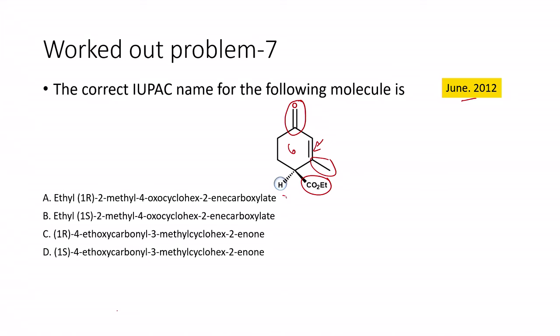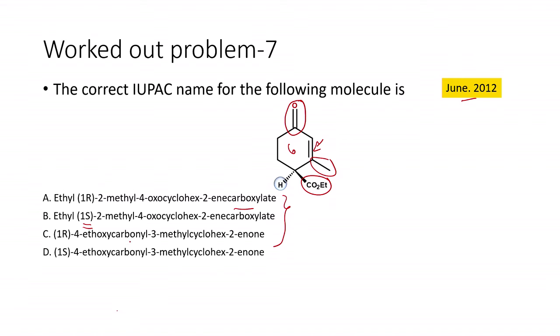So, 4 choices are given, or 4 different names are given. The first one is ethyl 1R-2-methyl-4-oxo-cyclohex-2-ene-carboxylate. So, that is the first name. In the other case, this is the 1S isomer. So, the only difference is whether it is an R isomer or S isomer.